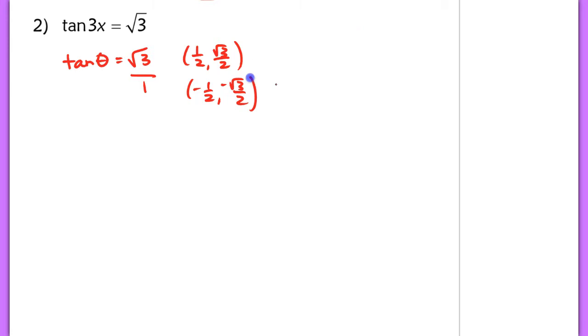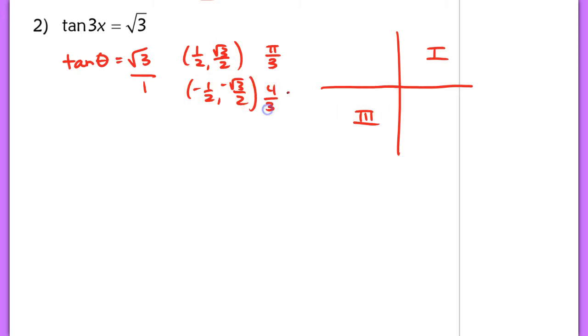So that really only happens in the first and third quadrant, where your tangent will be positive, right? So the first quadrant and the third quadrant is where the tangent will always be positive. Okay, so we're definitely looking at pi over 3, right? That's where you have the coordinate 1/2 comma positive root 3 over 2. And for negative 1/2, negative root 3 over 2, that's going to fall in the third quadrant, and that would be 4/3 pi.